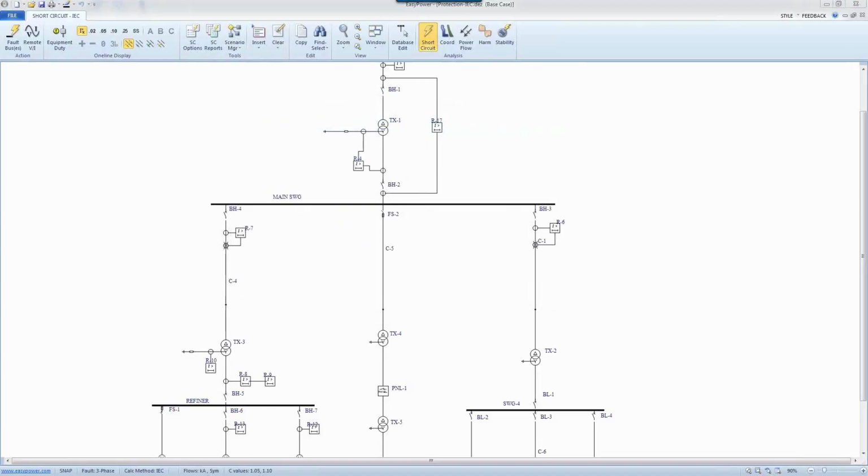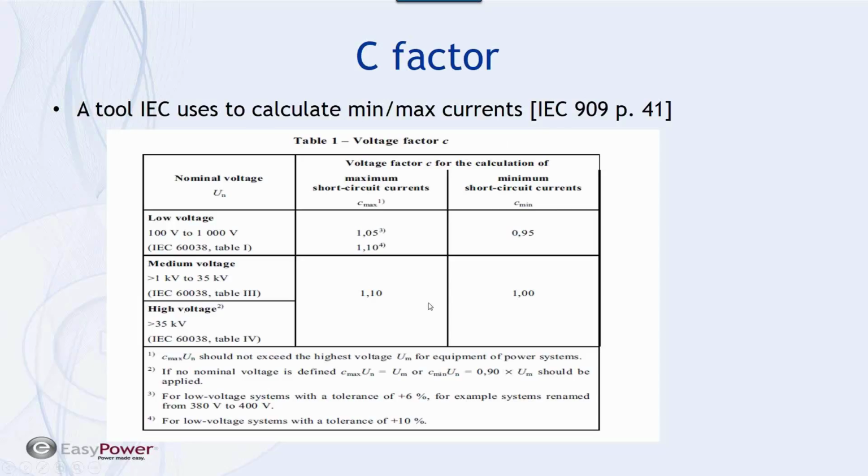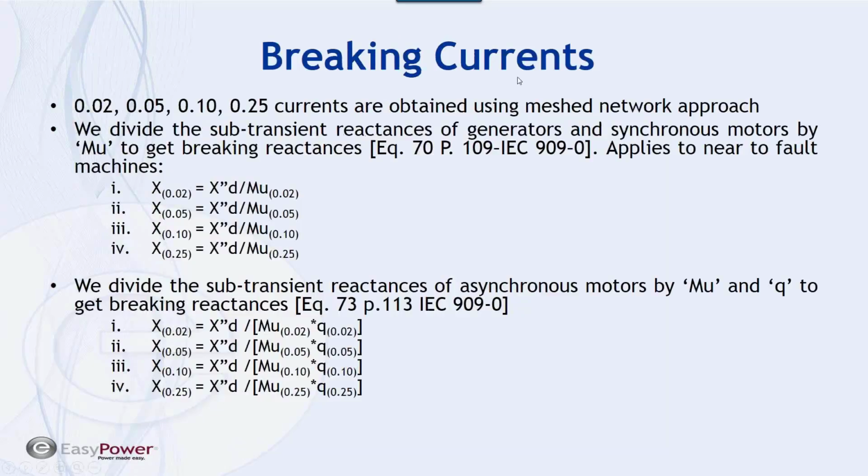Going to the next slide. This is a copy of table 1 in IEC. Breaking currents. We talked about the breaking currents, and EasyPower includes all of them as 909 lays them out. The 20 millisecond, 50 millisecond, 100 millisecond, and 250 millisecond currents are obtained using the mesh network approach.